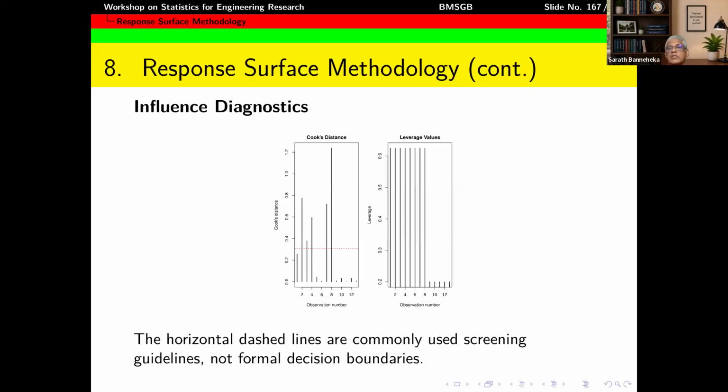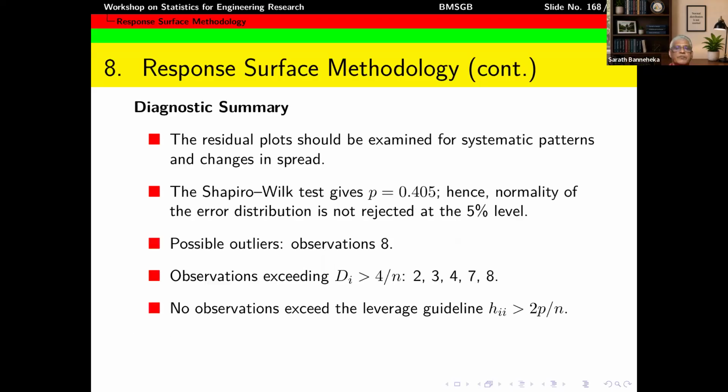The main reason is that we don't have so many observations. If I remove these, about 5 observations, then I am going to be left with only 8 observations, which will not be enough to fit a second order model like this. So therefore, I must keep them at this point.